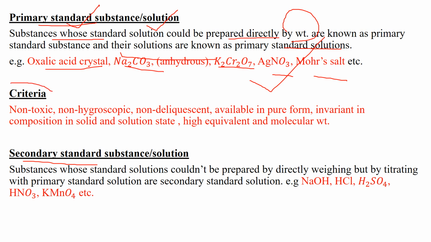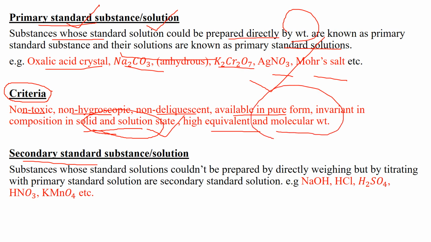There are different criteria for a substance to be a primary standard substance: it should be non-toxic, non-hygroscopic, non-deliquescent, and available in pure form. It should be invariant in composition, in both solid and solution state. The composition of the substance should not change in solid or solution state. And the substance should have a high equivalent and molecular weight. These are the criteria for a primary standard substance.